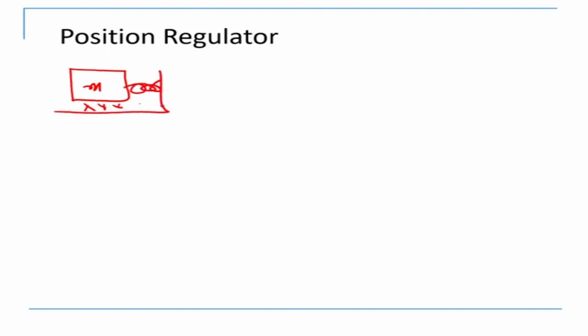Okay, so you have mass, you have spring stiffness there, and you have damping here. If you have a system of this nature, then I can write my equation of motion this way: m x double dot plus b x dot plus kx is equal to 0.